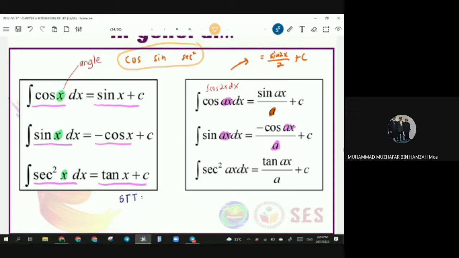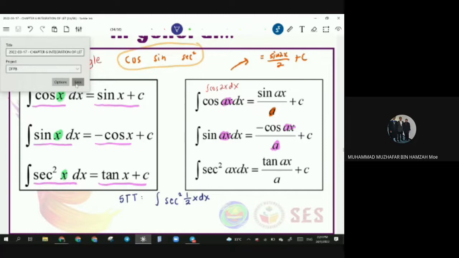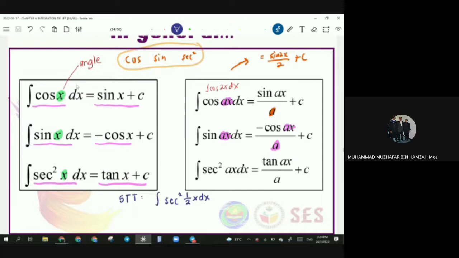Okay, by the way, one sudden question. I'm going to give you a very simple question. Please integrate secant square of 1 over 2 x dx. Okay, integrate secant square. Write your answer in the chat, at the Google Meet.